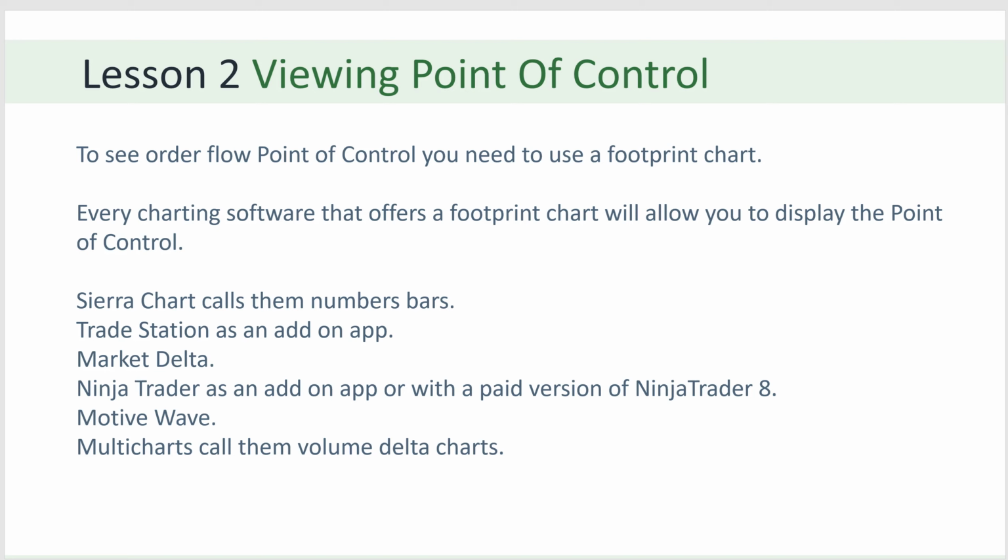I haven't seen them personally, because I have my own software, but the feedback that I get from traders is it's kind of a basic version, and if you're paying $1,000 for NinjaTrader 8 just to get that, then don't bother. But again, if you're trading through NinjaTrader, you should have a paid version. Motive Wave has it. Multi-charts also. Motive Wave is more on Elliott analysis, but they also offer the volume footprint charts, and multi-charts calls them the volume delta charts.